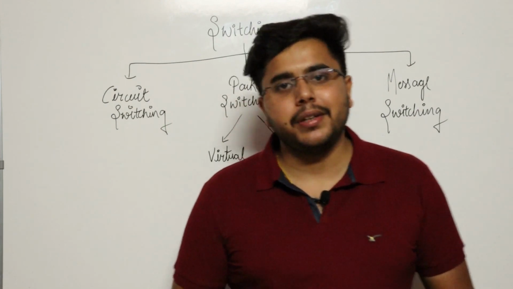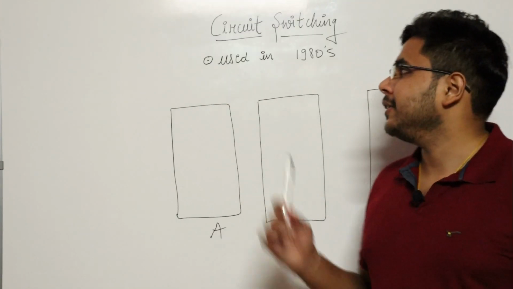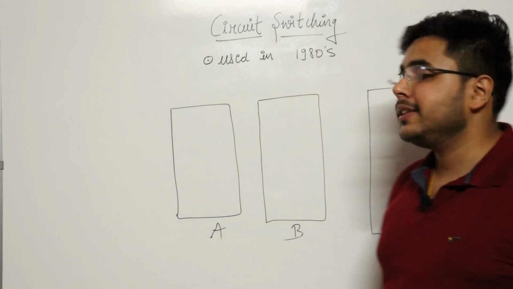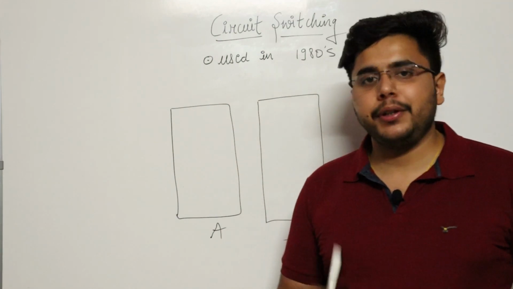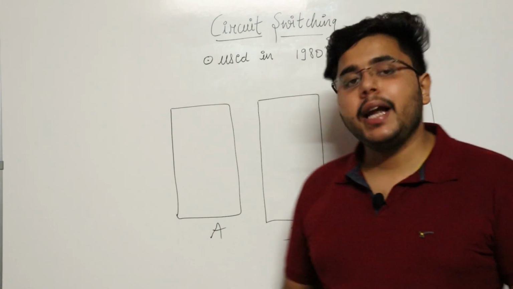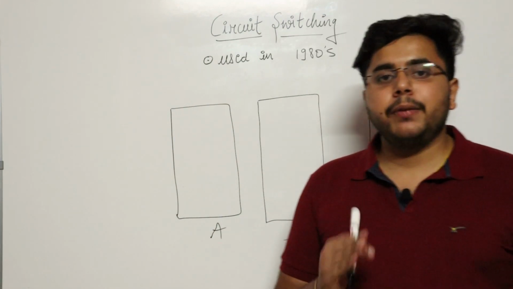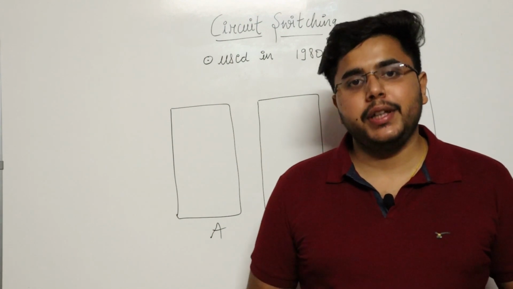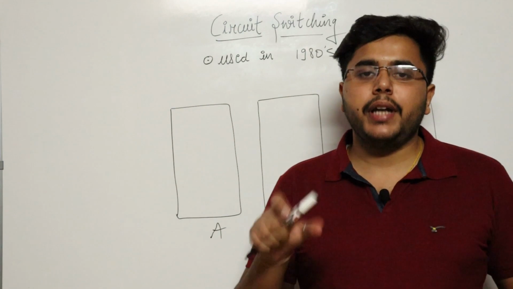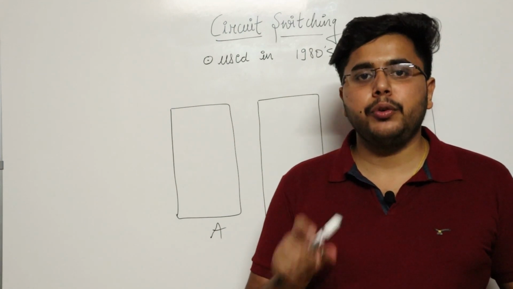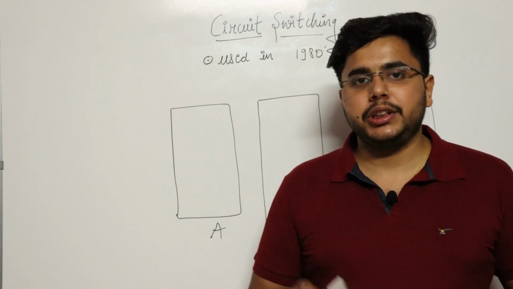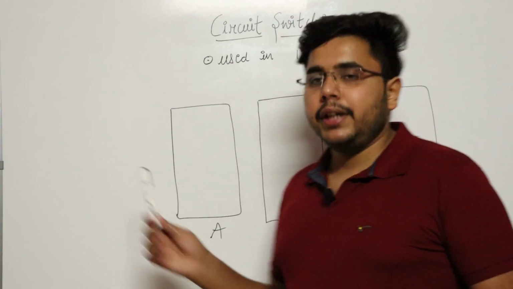Okay, so let's begin. Let's talk about circuit switching. It was used in the early 1980s and it is completely obsolete now. It is not used now. In the 1980s, every village or every town used to have only one telephone exchange. If in that particular town any person wanted to talk to someone in another village, he had to come to that telephone exchange. I have taken this example.